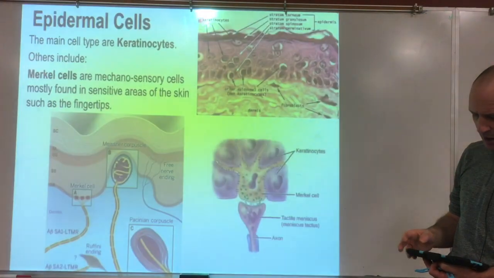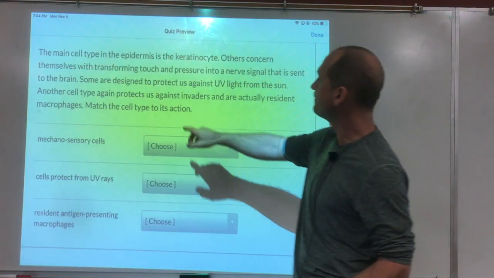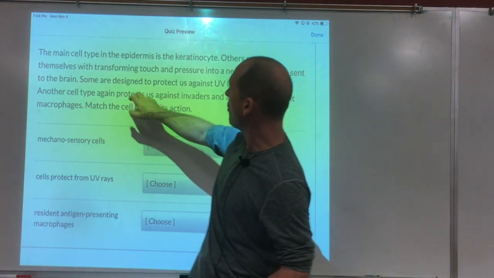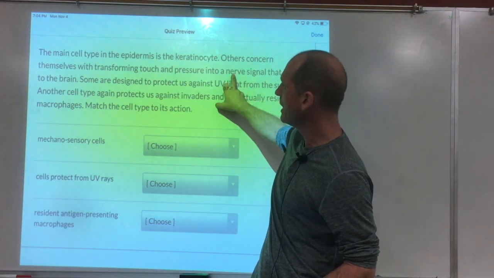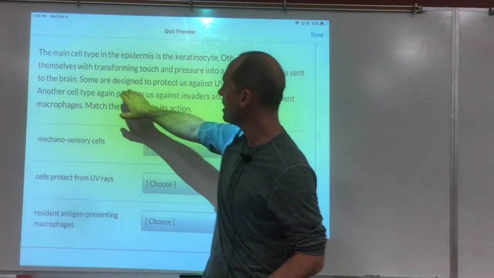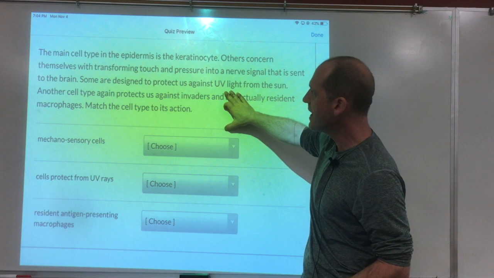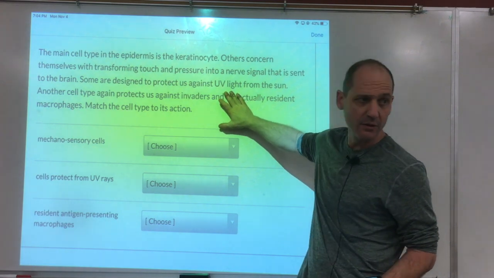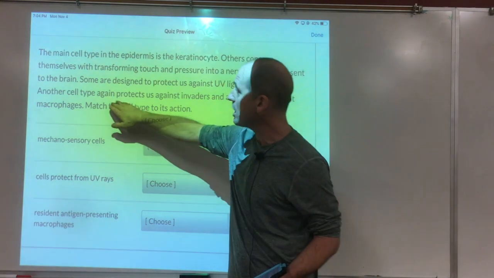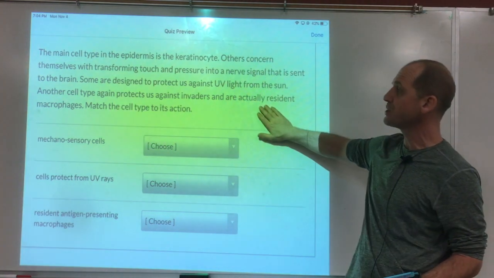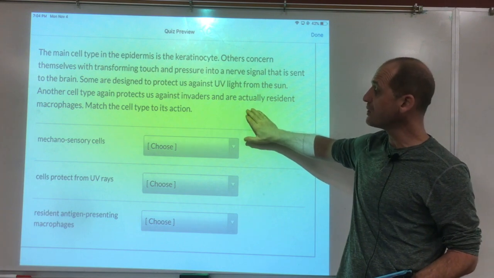But you have these nerve endings in the skin that transform touch or pressure into a nerve signal that the brain can interpret. Other cells are designed to protect us against the UV light, the sun. That's the one that makes the skin browner or less brown. Then another cell type protects us against invaders, and actually macrophages. So that's the immune system part. So we have all those cell types there.